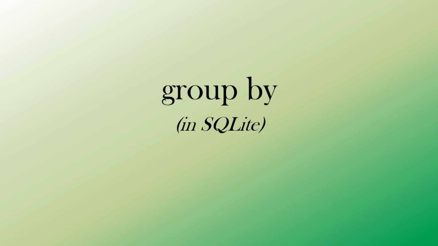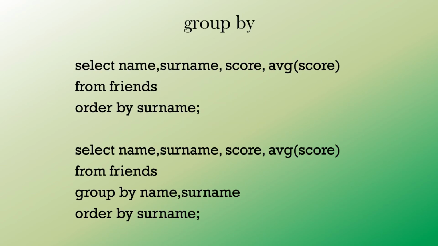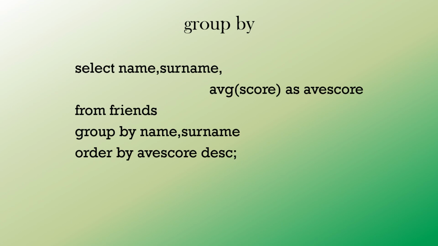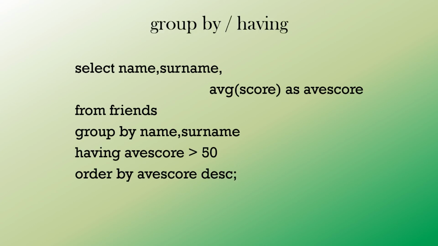Now let's look at GROUP BY. So we've got select statements with an order, and the second one we're going to group by the name and the surname. Perhaps you might want to try these, code out the syntax of these select statements to see what they do. So here we've got the select with an average score. We've grouped by name and surname and order.